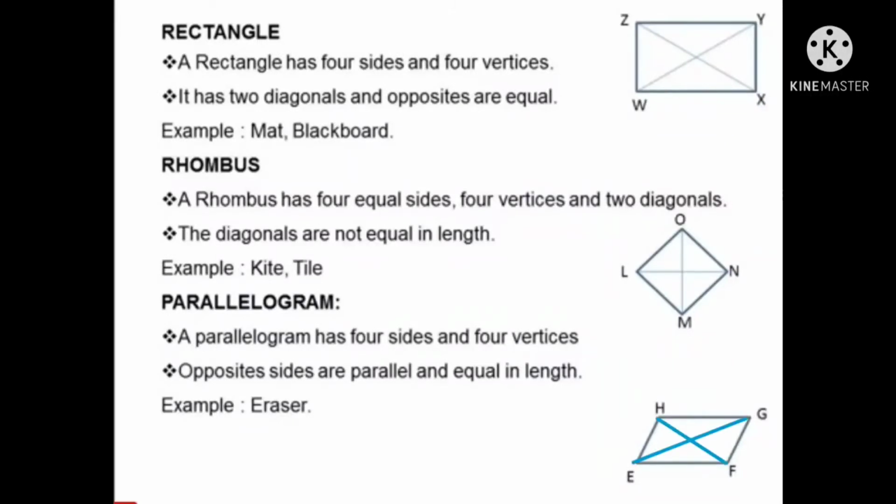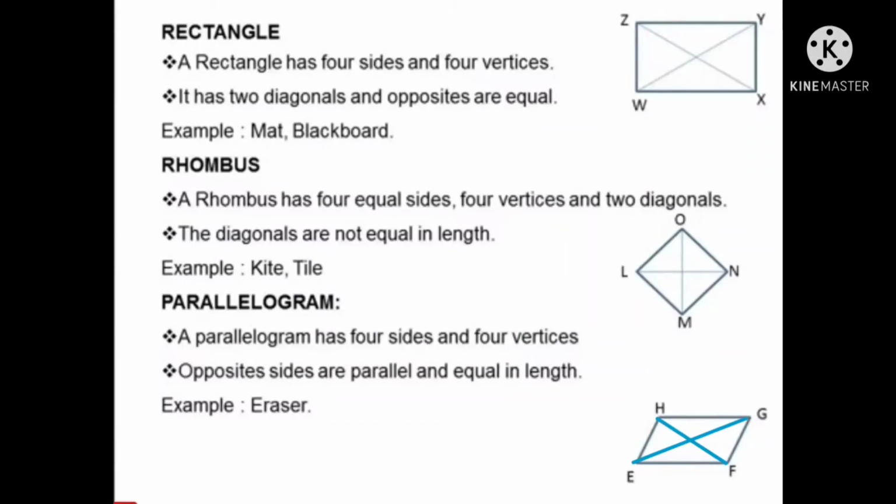Rectangle. A rectangle has four sides and four vertices. Four vertices means, we know, the corners. It has two diagonals and opposite sides are equal. For example, a mat, a blackboard.